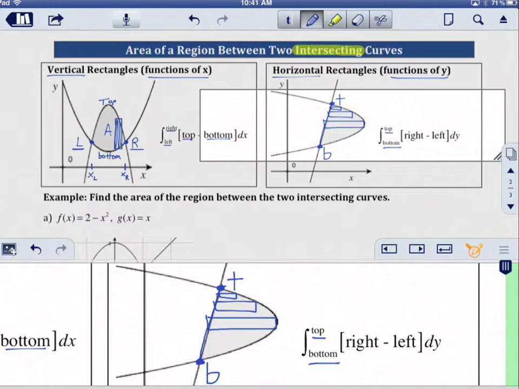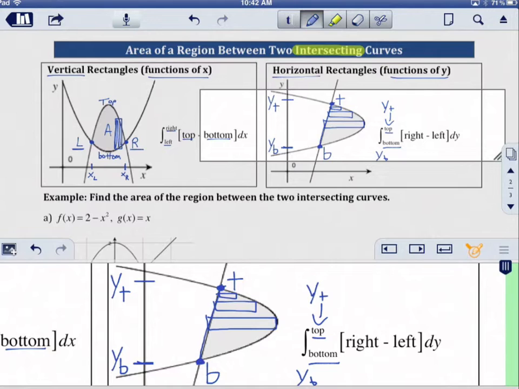But because this is a function of y, what we really are looking for here are the y values at those intersections. So we're looking for the y of the top intersection and the y of the bottom intersection. Okay, and so the y of the top would go here, and then the y coordinate of the bottom function would go here.